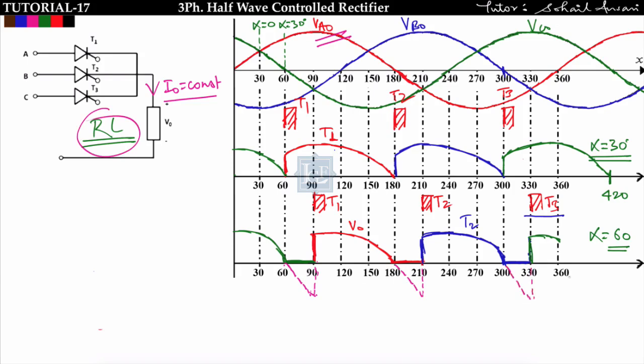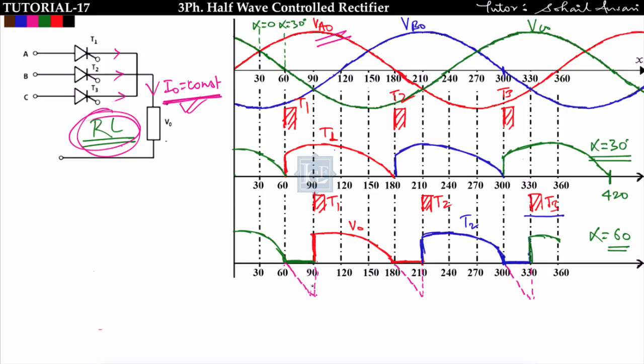Why output voltage will follow the supply voltage for any triggering angle? Because here I am considering that load is RL type of load, and in RL type of load I am assuming that I0 is constant, means for any time I will get the current. Okay, what do you mean by this? This means each thyristor will conduct for 120 degree, that is for sure, because I am assuming here that I0 is constant, means there is no duration for which I will not get I0. I0 I will get for each and every duration. That's why the output voltage will follow the supply voltage for all time.